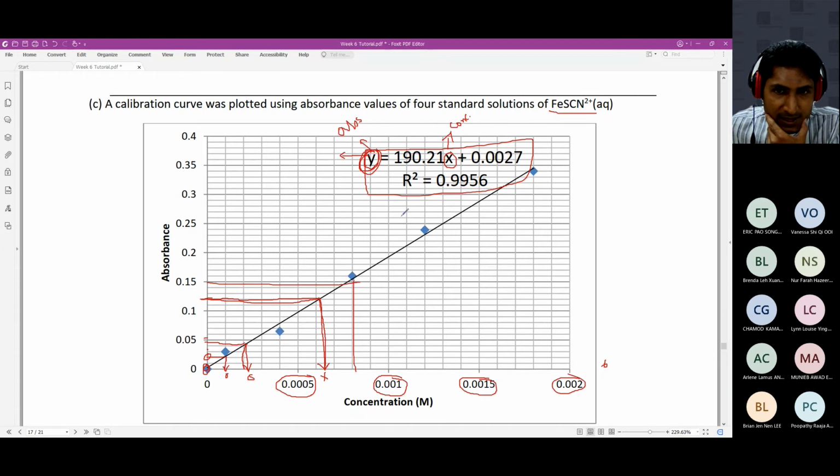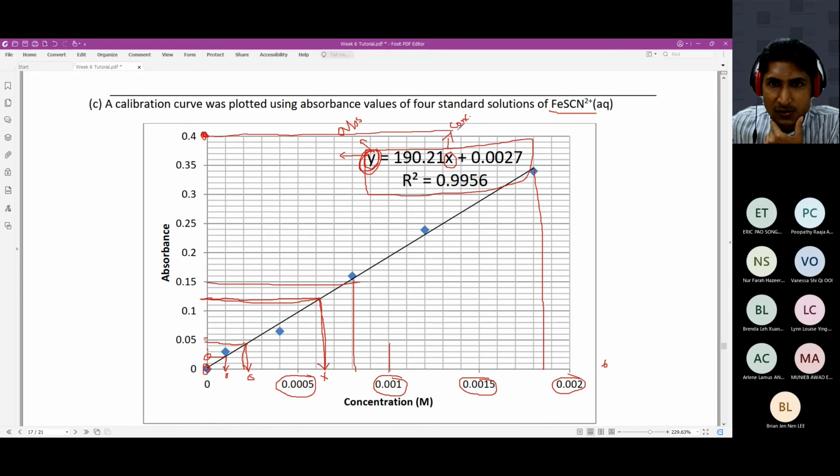This equation will work theoretically beyond the limit of our standard solutions. Like, I have standard solutions only up to here. If I get an unknown sample with absorbance 0.4, I can say it will somehow match here and I will get the result here. But this is not true, because I did not measure standards beyond this point.